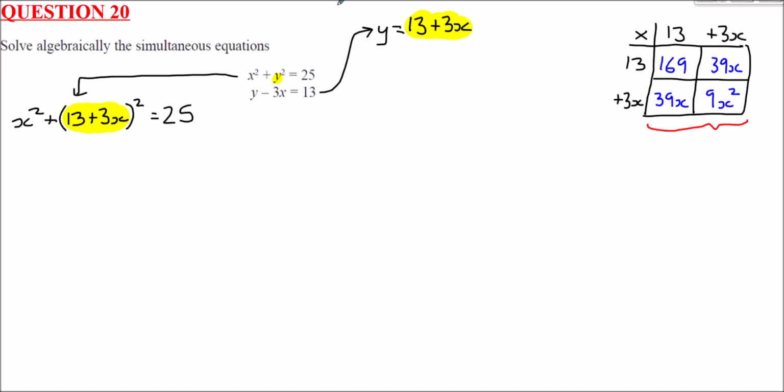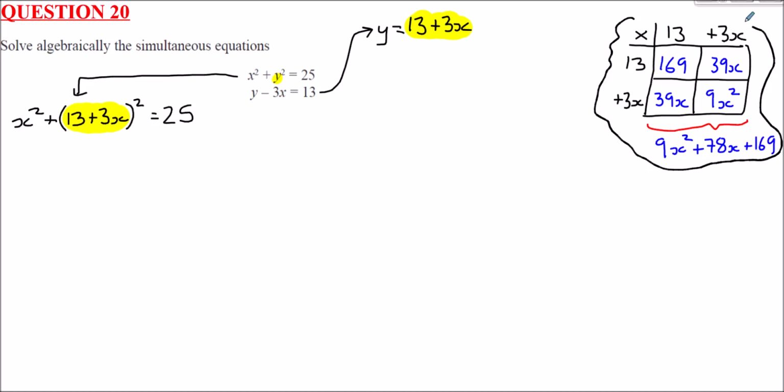we've got 9x squareds, as we can see. In total, 39 normal x's plus another 39 normal x's gives us 78 normal x's, and plus 169. So I'll stick this to one side. So essentially, this I can replace with that, because that is what this is when it's expanded out.